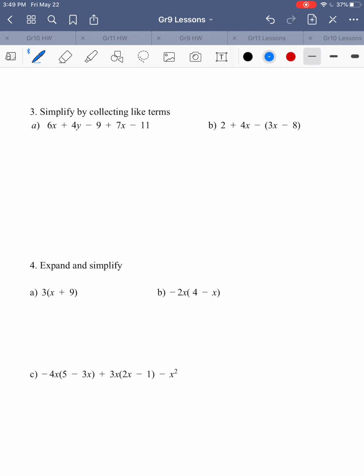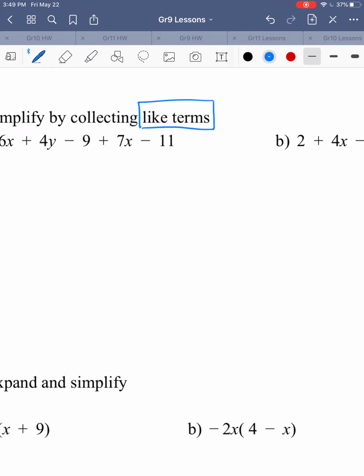Okay, let's move on to our next section. And in our next section, we're going to be looking at our like terms and expanding and simplifying. So in our third example, we're going to be simplifying by collecting like terms. And just very quickly, like terms, let's zoom in a bit.